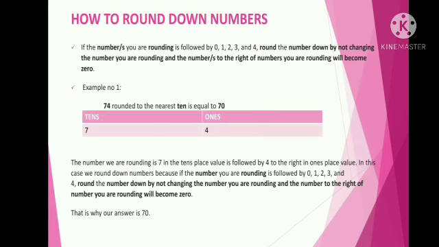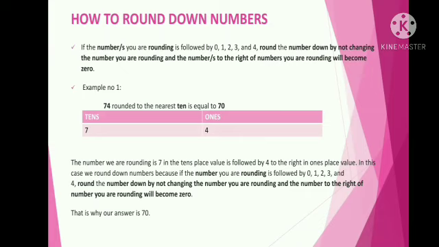How to round down numbers. If the number you are rounding is followed by 0, 1, 2, 3, or 4, round the number down by not changing the number you are rounding, and the number or numbers to the right of the number you are rounding will become 0. For example number 1, 74 rounded to the nearest 10 is equal to 70.